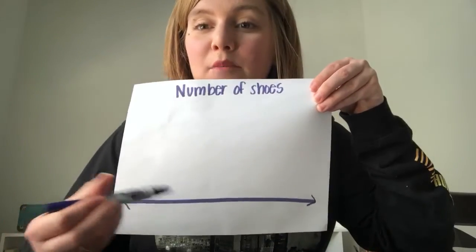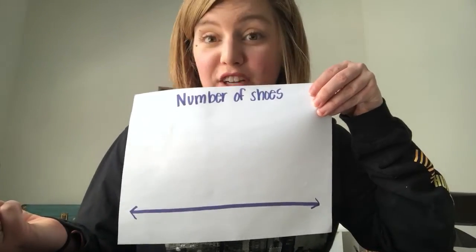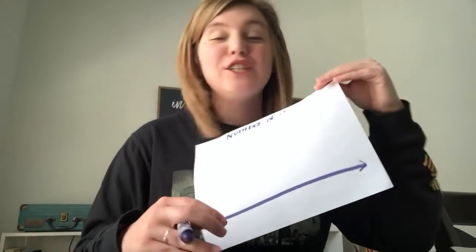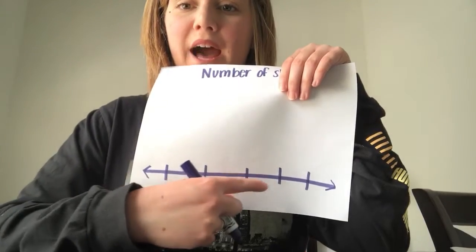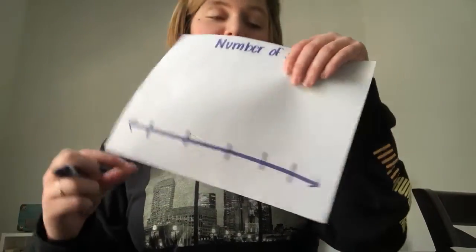Now I need to label my line with all of my different types of shoes. So I have 1, 2, 3, 4, 5 different types of shoes. So I'm going to draw 1, 2, 3, 4, 5 little marker lines just so that each type of shoe has a spot. So now I'm going to label those lines.